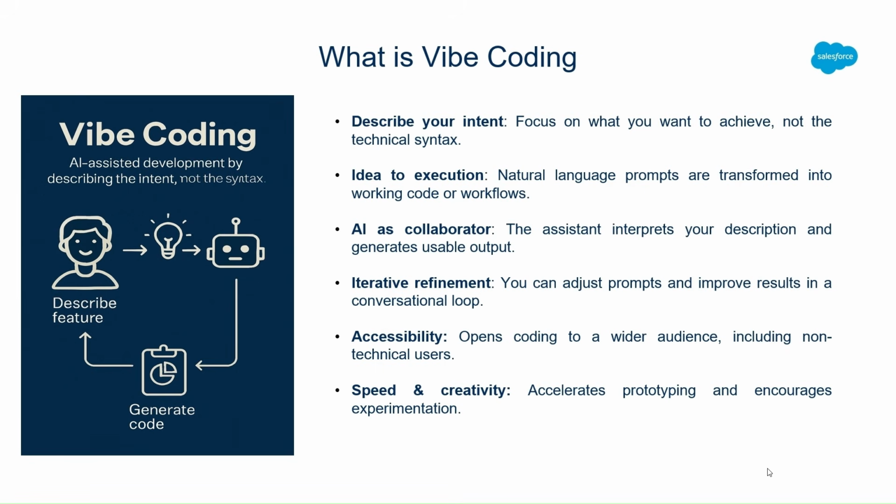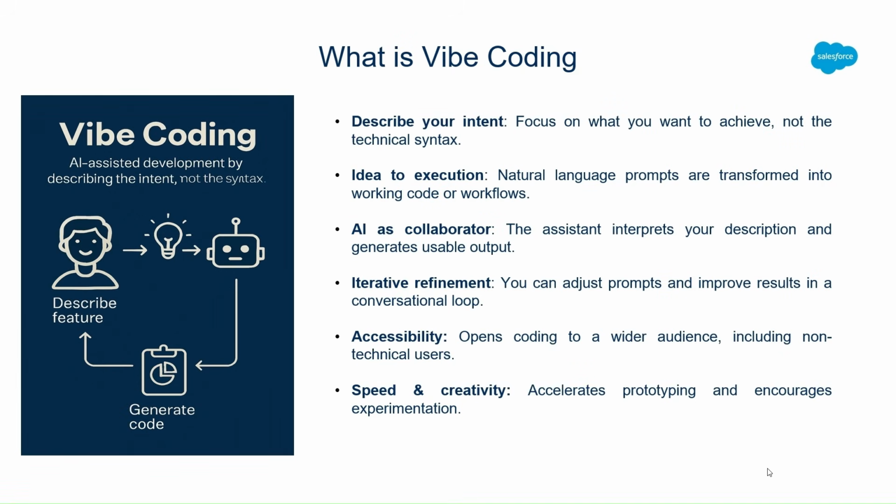The second principle is from idea to execution. Here you start with the high-level idea, and the AI would generate the architecture for you, create the specifications, design the flows, produce data mappings, suggest API policies, and generate the code for you.